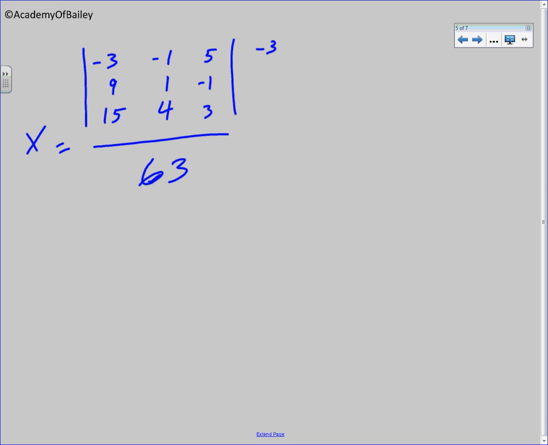Find the determinant of the top, and let's go ahead and do that. Negative 3 times positive 3 is negative 9. Negative 1 times negative 1 is positive 1, times 15 is 15. And 5 times 9 is 45, times 4 is 180.